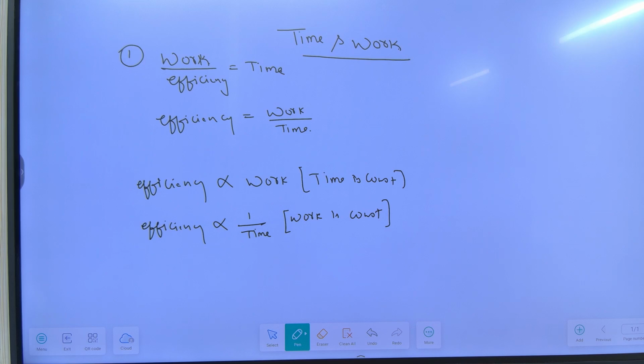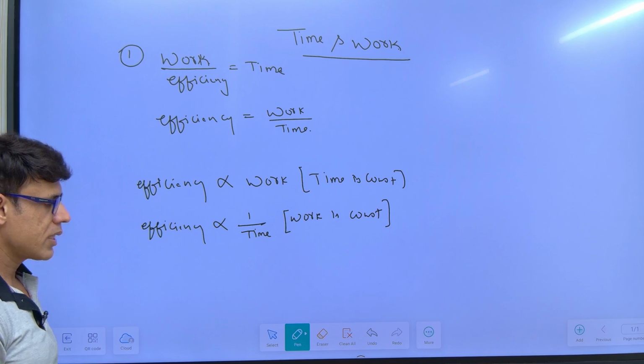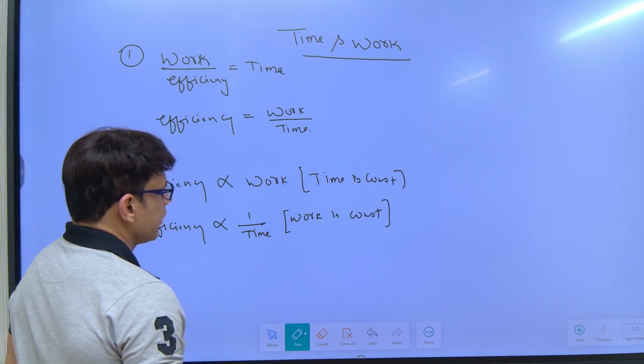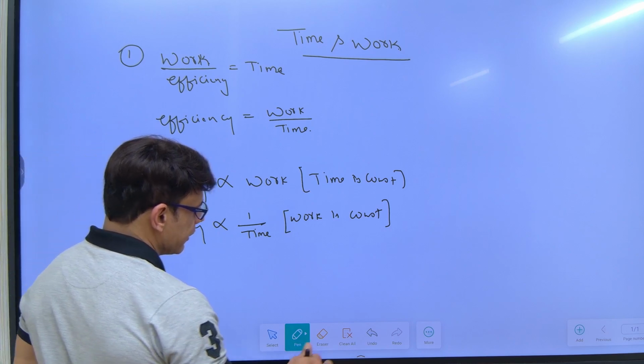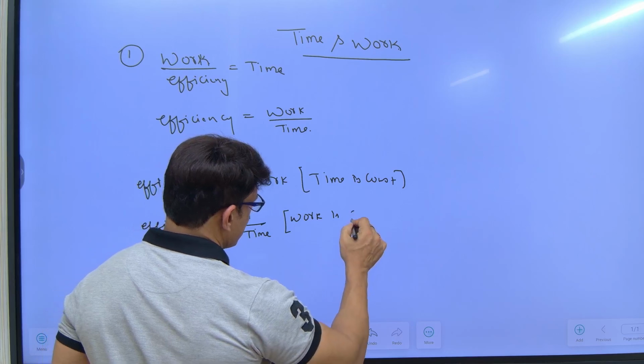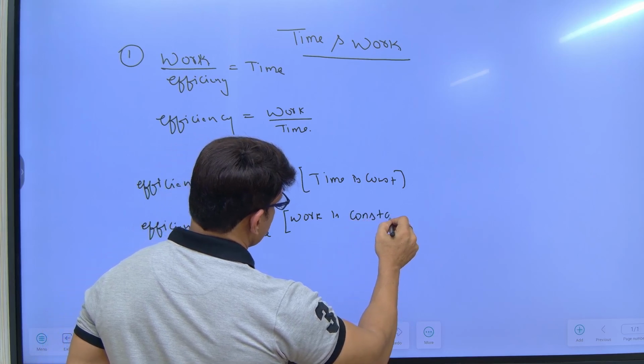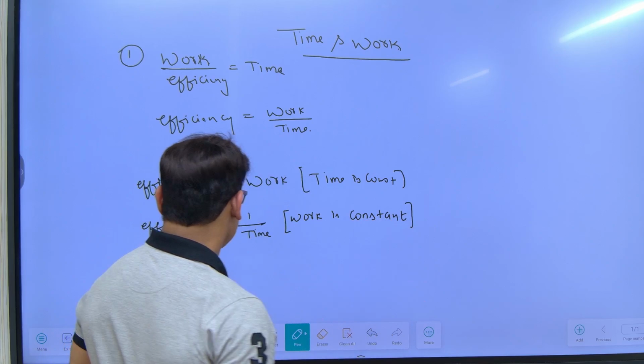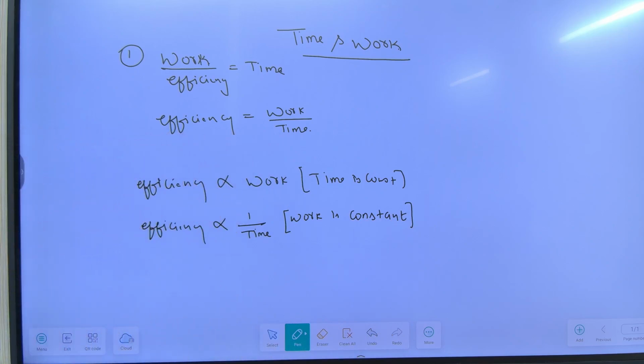When efficiency is inversely proportional to time, then work has to be constant. That means I'm not changing the work, and the efficiency is inversely proportional to time. Keep this in mind.